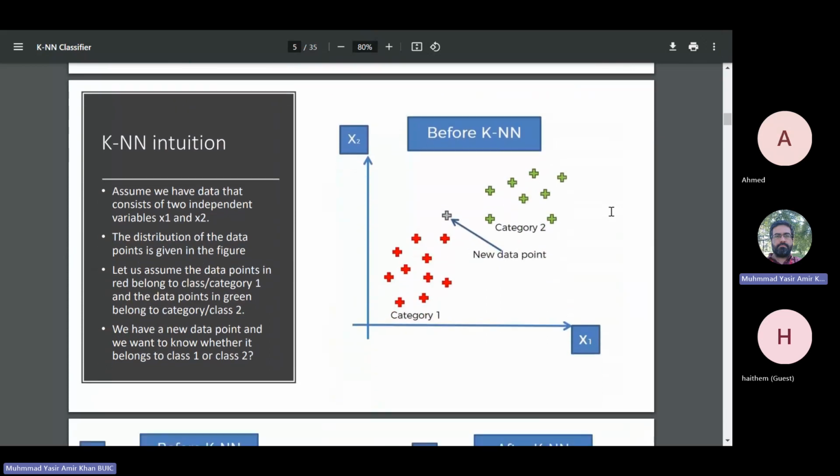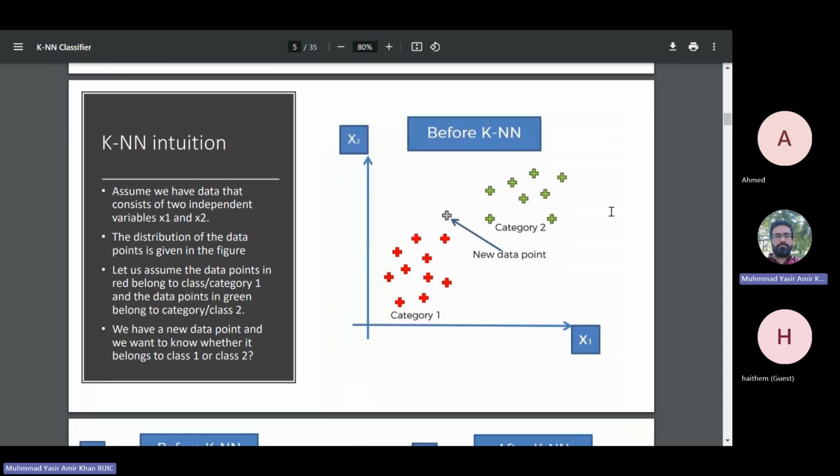So let's move on. Wait a second. Okay, I hope you guys can see this figure right now.